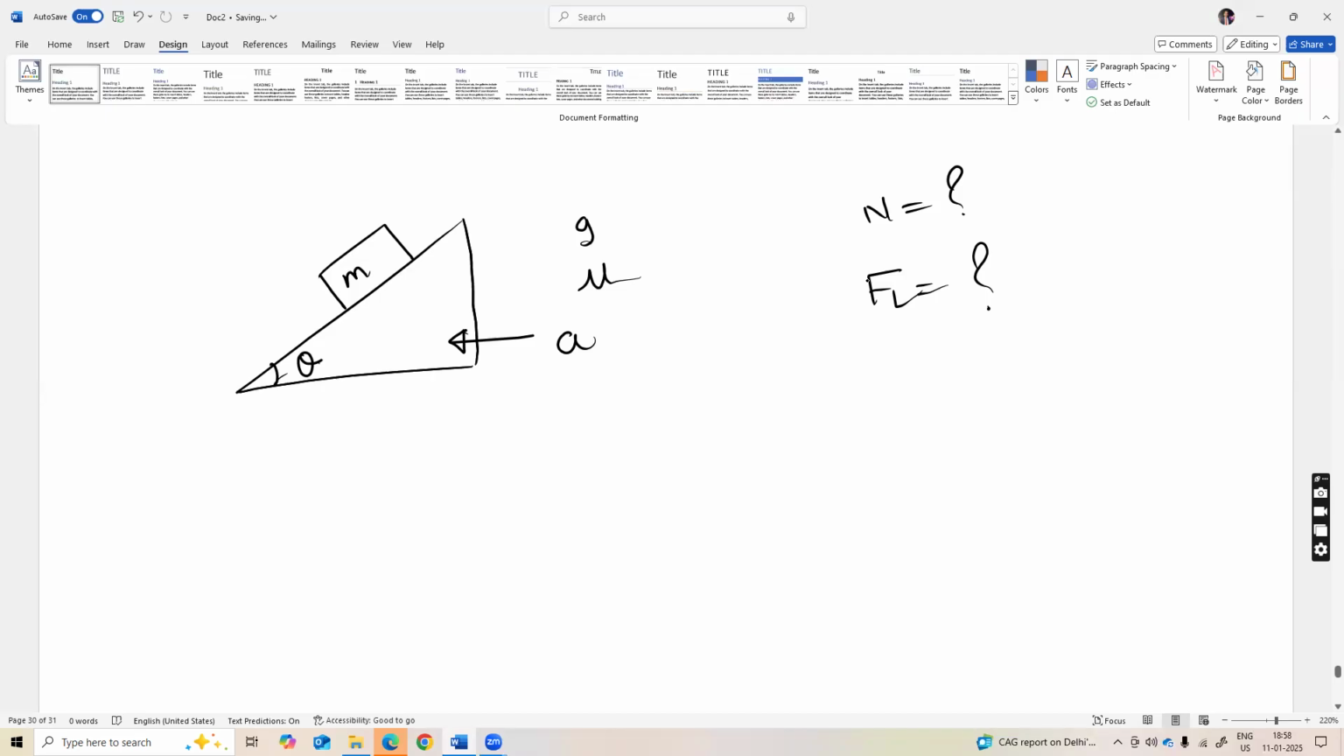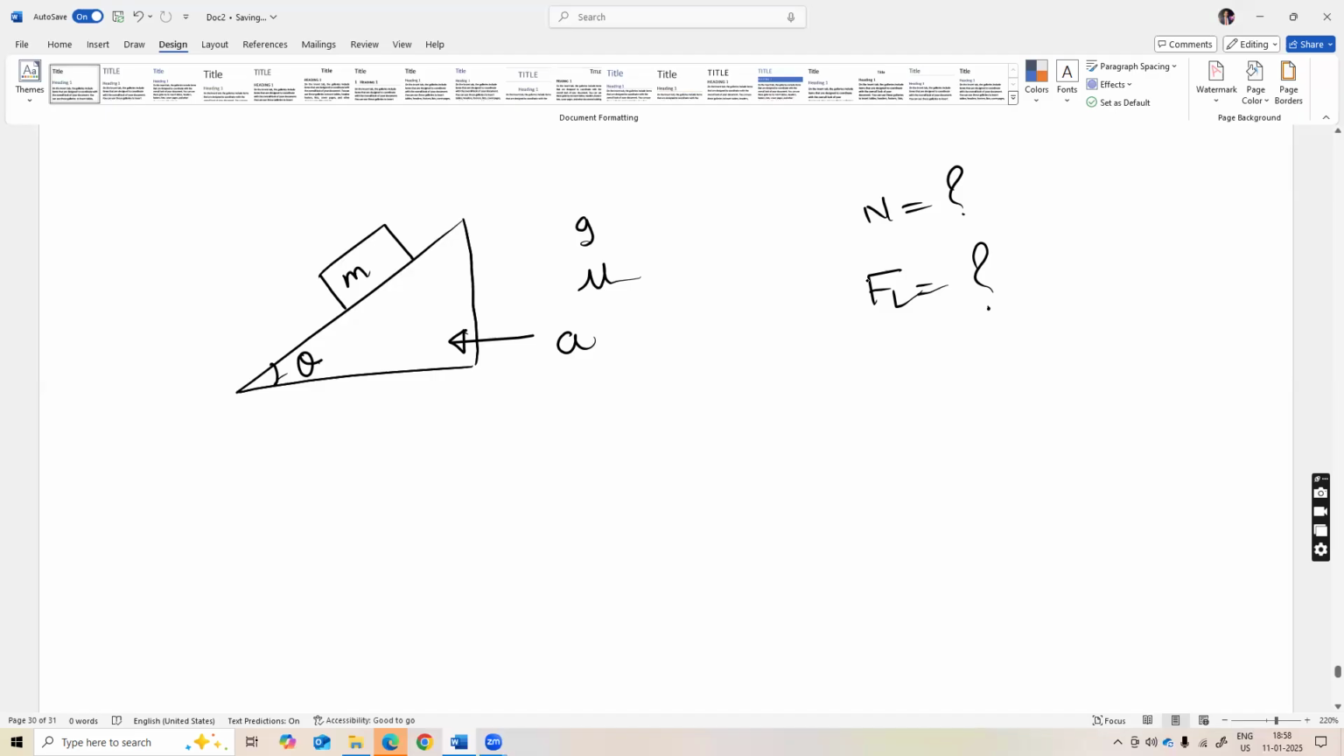Sir, yes. Normal reaction is equal to mg cos theta plus ma cos theta, and limiting friction is equal to mu into mg cos theta plus ma sin theta. Okay, so one more time I'll just try to tell.